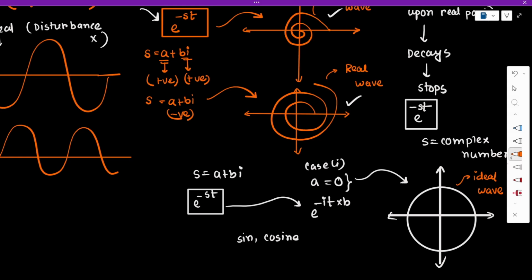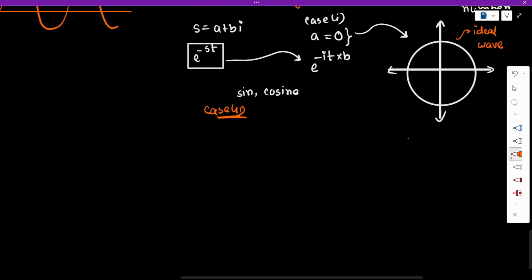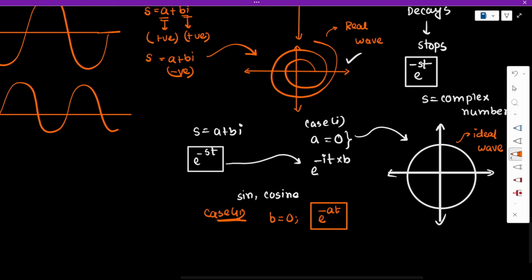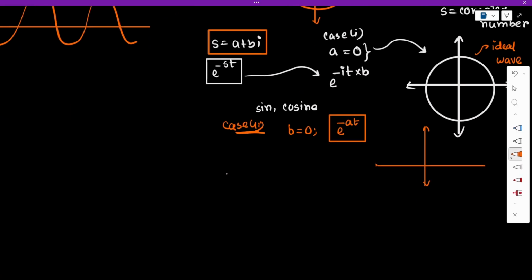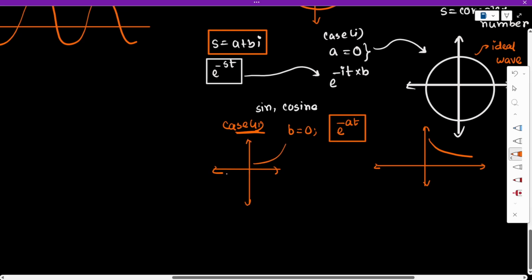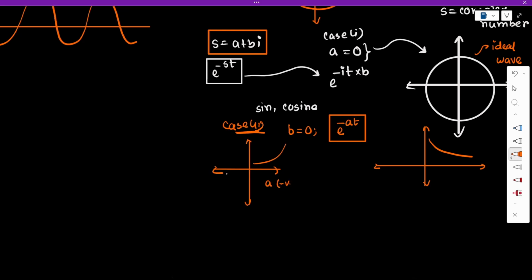Okay, and also if we thought of another case where the imaginary part becomes 0, then it becomes a purely exponential function. So the mixture of these two. Okay, what does a purely exponential function do? A purely exponential function can do two things. It can decay over time, or it can increase over time. That's dependent on the value of a. If the value of a is negative, then it will increase over time. If the value of a is positive, then it will decay over time.